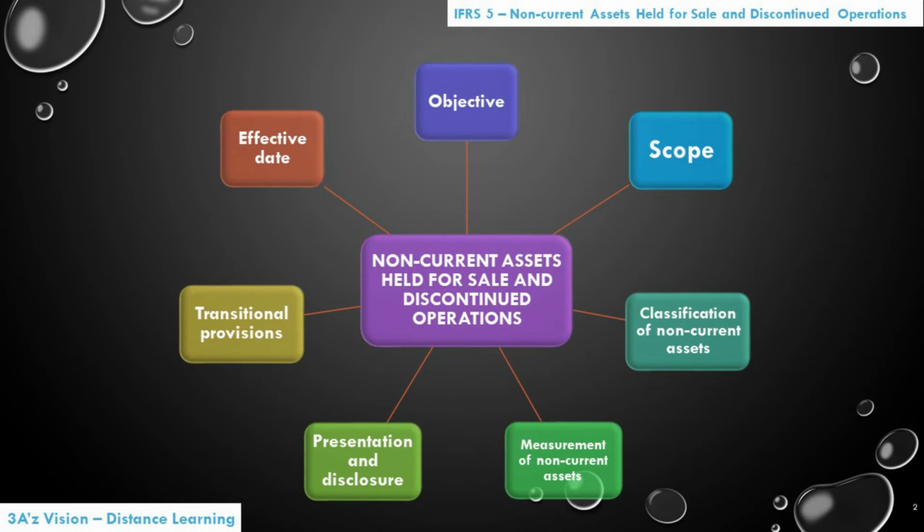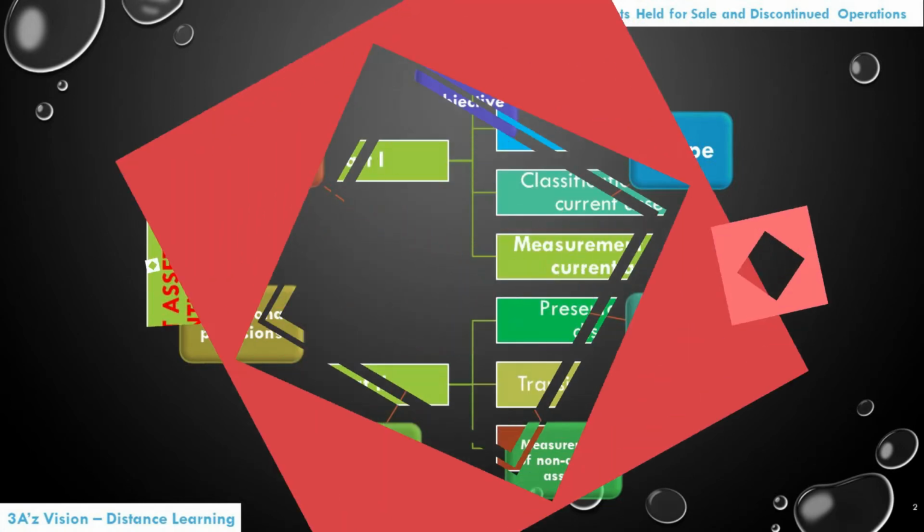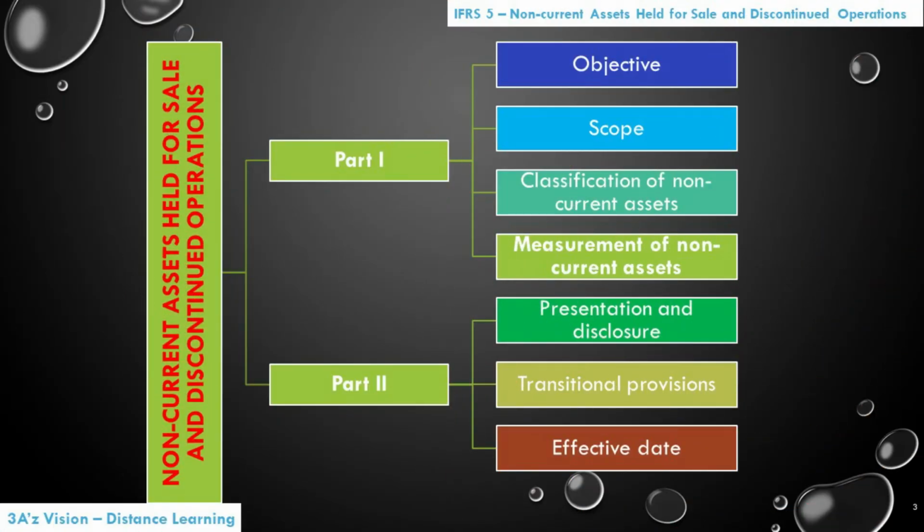Objective. Number 2. Scope. Number 3. Classification of non-current assets. Number 4. Measurement of non-current assets. Number 5. Presentation and disclosure. Number 6. Transitional provisions. Number 7. Non-current assets held for sale and discontinued operations.